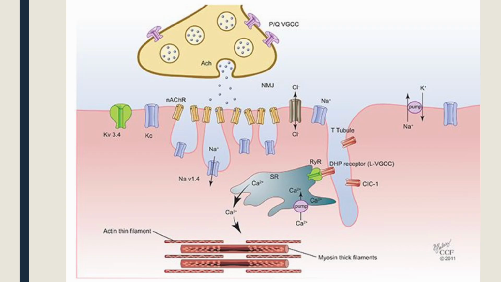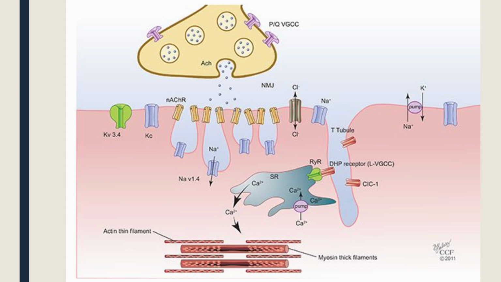The postsynaptic membrane at the neuromuscular junction contains those nicotinic acetylcholine receptors, and these are integral to the process of muscle contraction. These receptors have 5 subunits that form a central pore, and when acetylcholine binds to these receptors, they undergo a conformational change that will open that channel. This allows ions like sodium and calcium to flow through. This ion movement leads to depolarization of the muscle membrane and the initiation of an action potential.